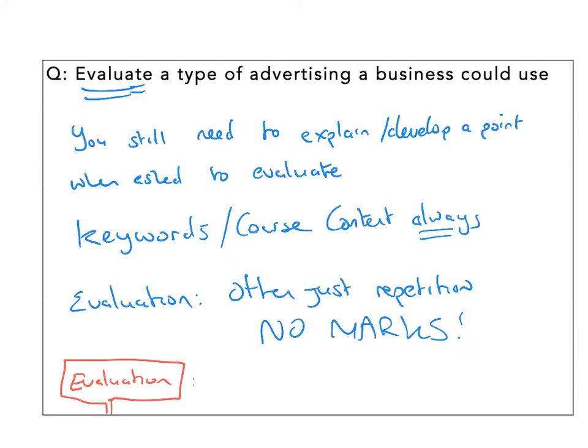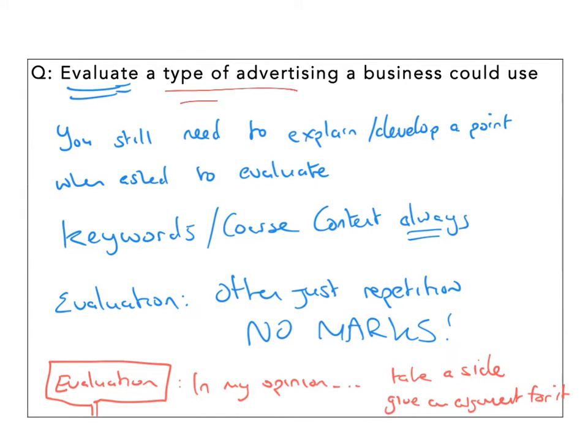So when you're evaluating, you can't just repeat keywords that you've given. You have to signpost it, and then I would always start, if I'm asked to evaluate, at the bottom of my page, I'd write evaluation, in my opinion, at the start of the question so you don't forget to do it. And then you have to take a side or take a stance, so decide whether you think it's good or bad, and then give an argument for whatever stance you've taken, and try not to just repeat yourself.